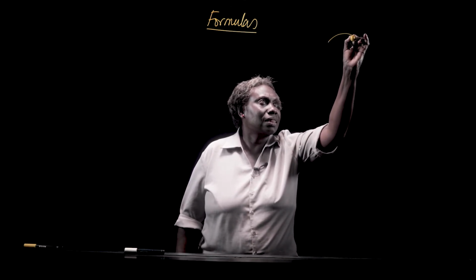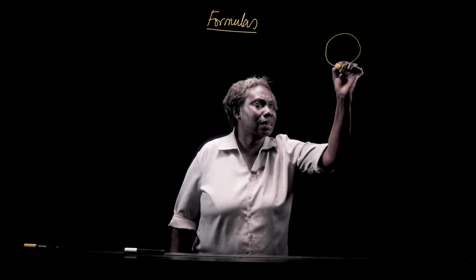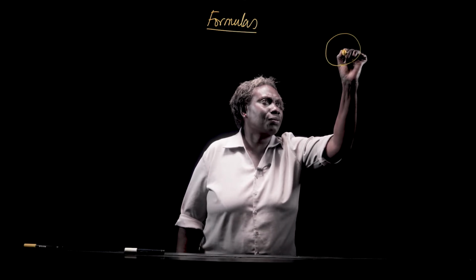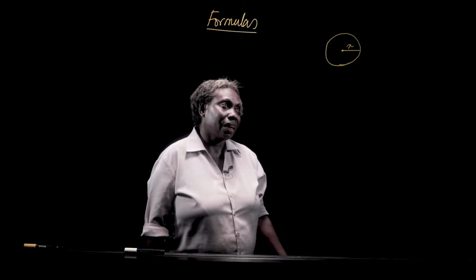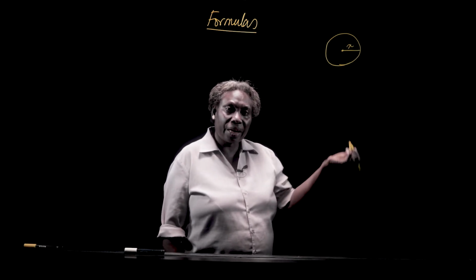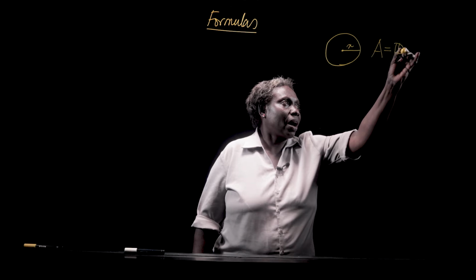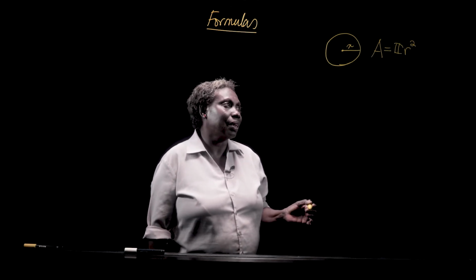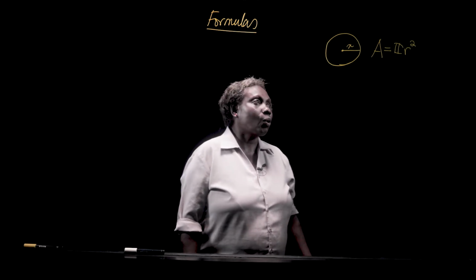You have a circle. This is not a perfect circle, but it will help us understand what formulas are. The distance from the center to the circumference is the radius. The relationship between the area of a circle and the radius is area equals pi r squared, where pi is a constant. We use 22 on 7 as pi.